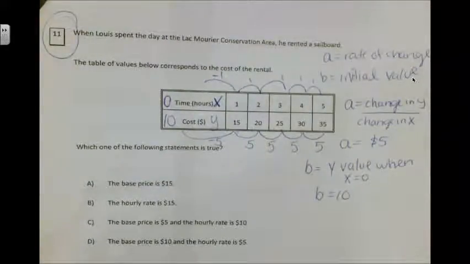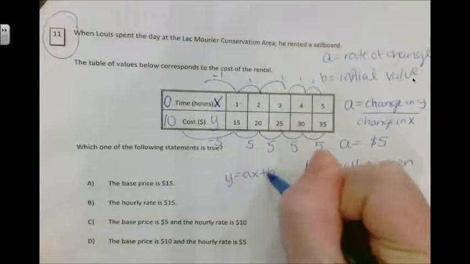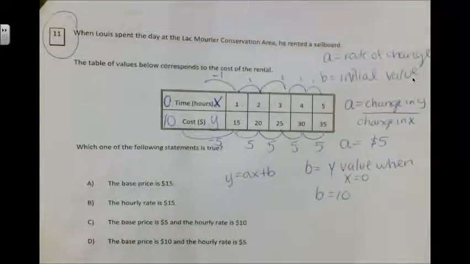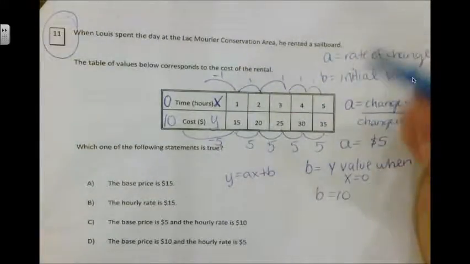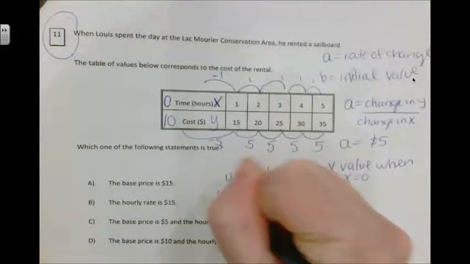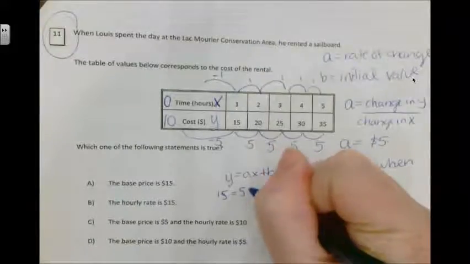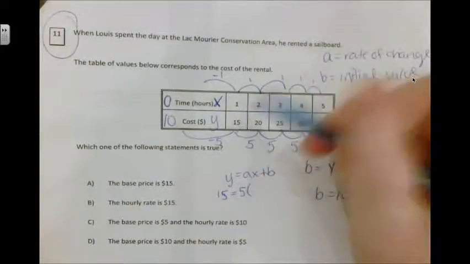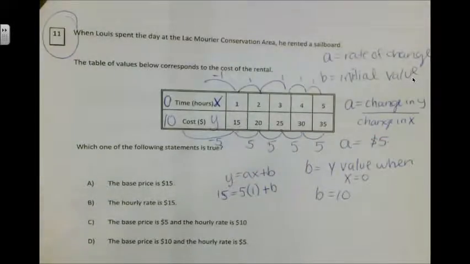If you're not sure about doing this in your table, your other option would be to plug into your formula that says Y equals AX plus B. You could also choose one of your values to plug into there. So what I mean is that this is an X and Y coordinate. So where it says Y, you put 15. Where it says A, you put your answer that you just found, which was 5. Where it says X, you put the coordinate that matches with that, so that was 1, plus B.